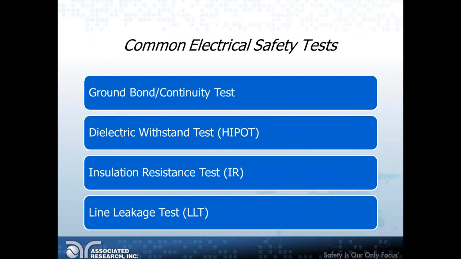Okay, so we're going to review five of the most common types of electrical safety tests, starting with the ground bond test, the ground continuity test, the dielectric withstand test, the insulation resistance test, and the line leakage test. I know we've gone over these in our last webinar, so for those of you who were there, this would be a good recap. But for those who were not, we'll go into enough detail so that you understand what these tests are meant to do and how they are run.